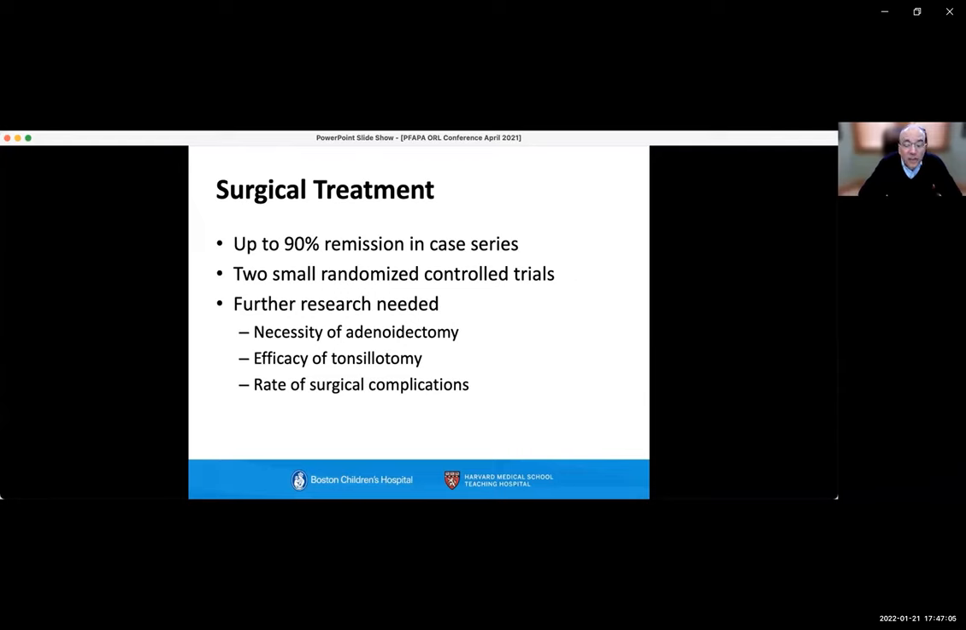Some research topics include, does one need to remove the adenoids in addition to the tonsils? In my practice, I do both. What would be the efficacy of a tonsillotomy or a partial tonsillectomy? And has the rate of surgical complications changed in this group? The studies have not shown anything to that effect at this point, but the numbers need to be larger.